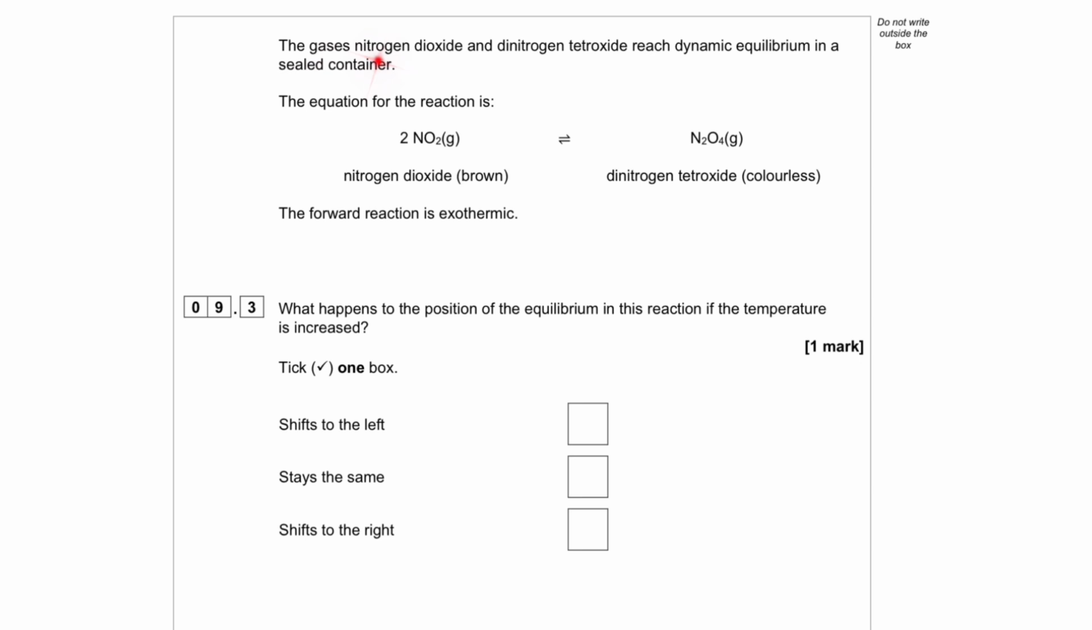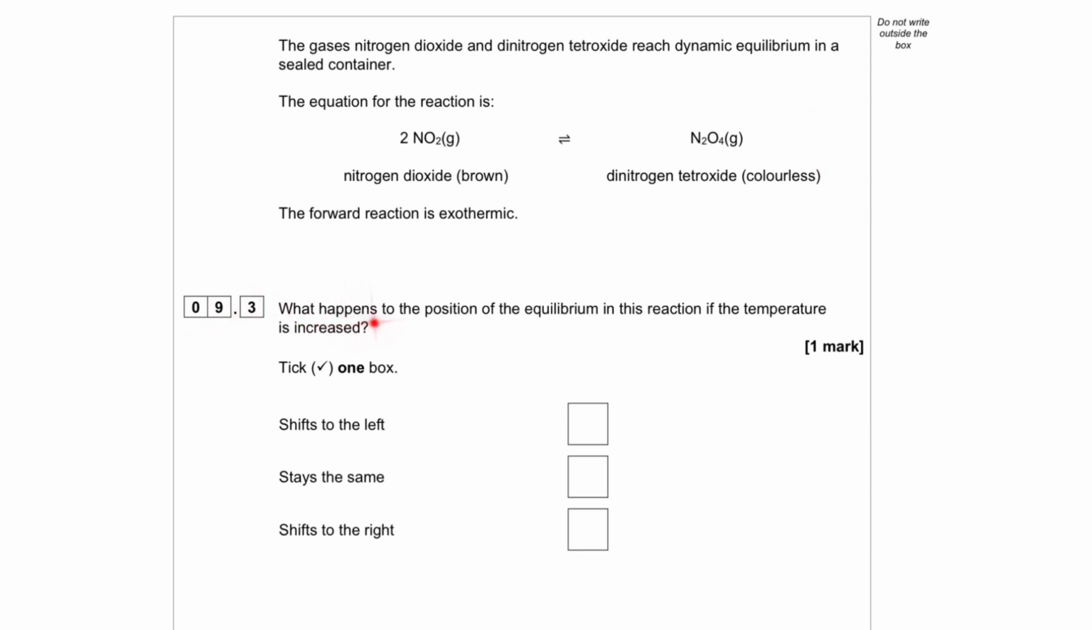The gases nitrogen dioxide and dinitrogen tetroxide reach dynamic equilibrium in a sealed container. The forward reaction is exothermic. So going that way, it's exothermic, which means it's minus delta H.